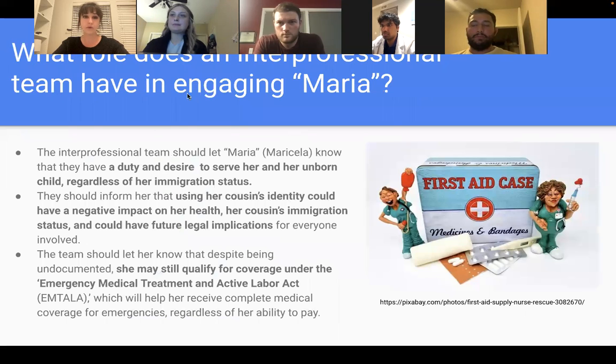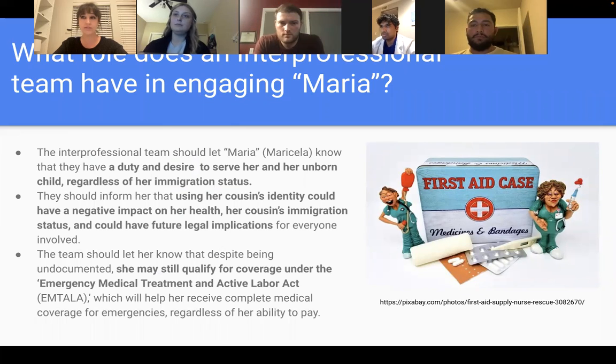So what role does an interprofessional team have in engaging Maria? We covered that a little bit already, but the interprofessional team should let Maria, who's really Marcella, know that they have a duty and a desire to serve her and her unborn child, regardless of her immigration status. They should also inform her that using her cousin's identity could have a negative impact on her health, her cousin's immigration status, and have future legal implications for everyone involved.